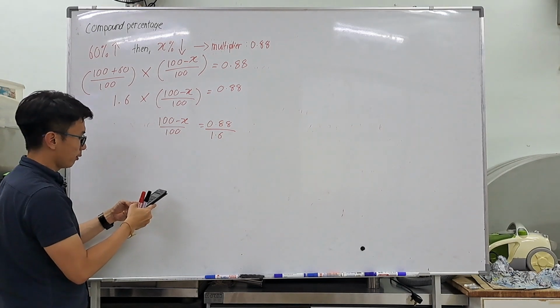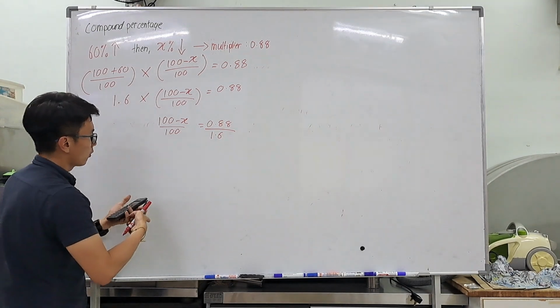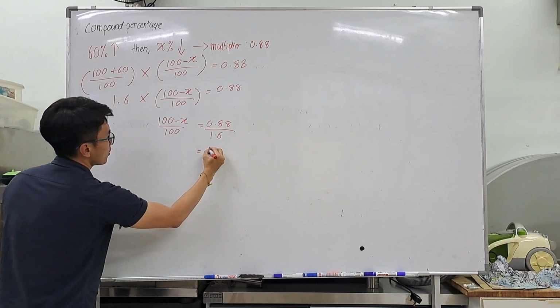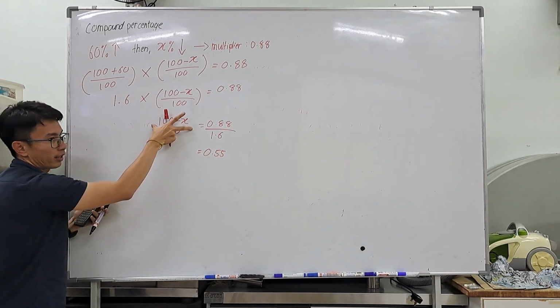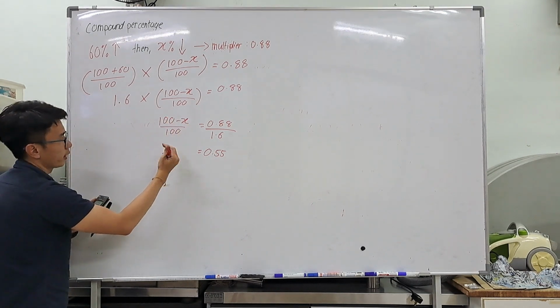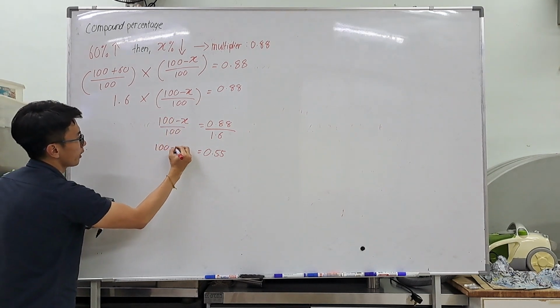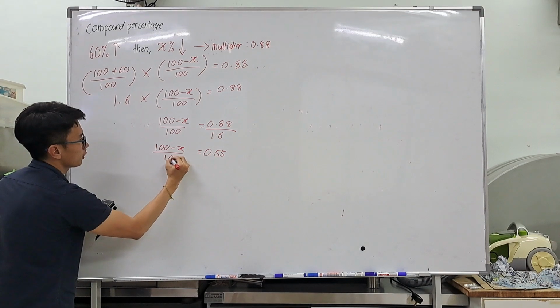Let's solve this very quickly. 0.88 divided by 1.6 will give you 0.55. Now again, don't forget this one. I'm not doing anything yet, so let's just write it down: 100 minus x over 100.